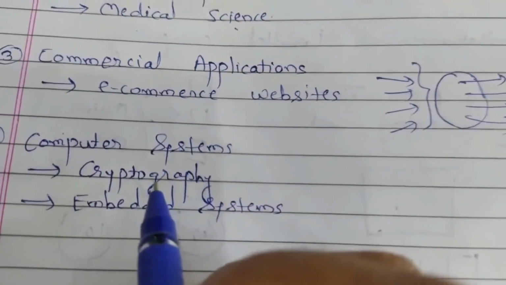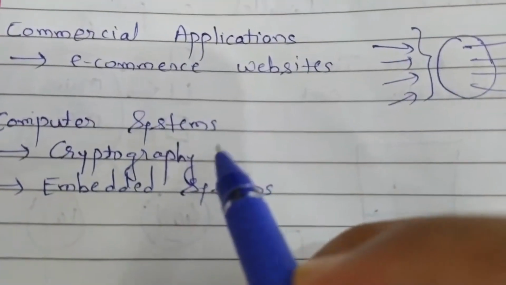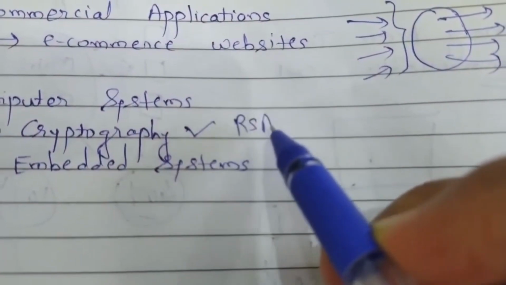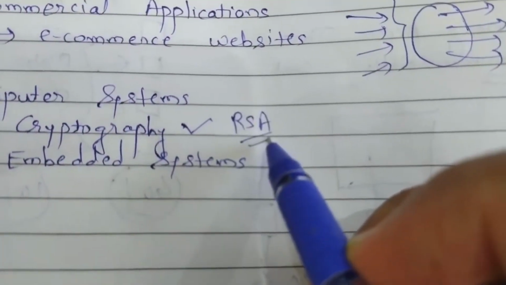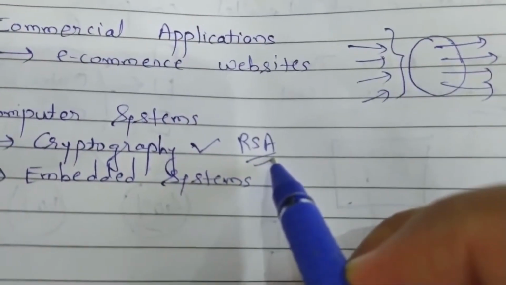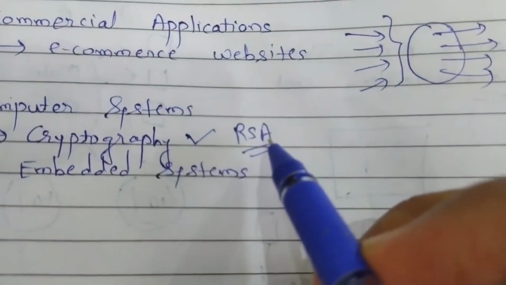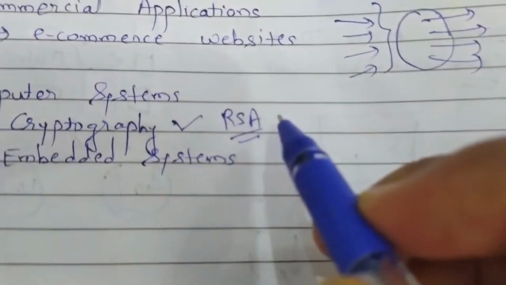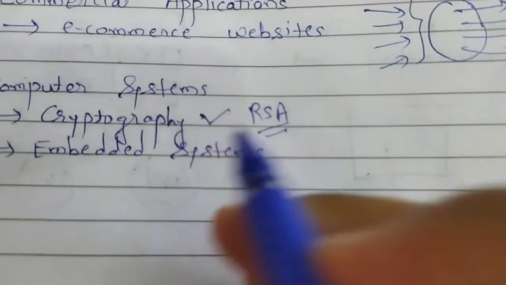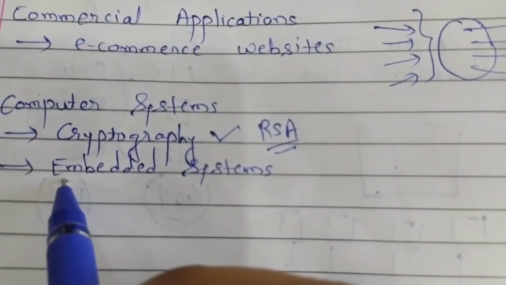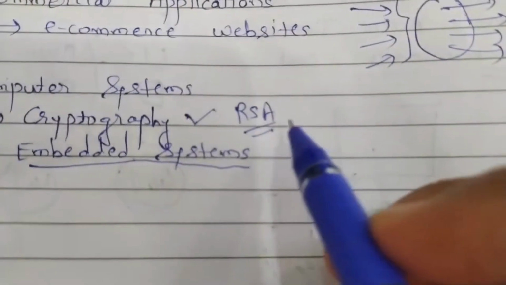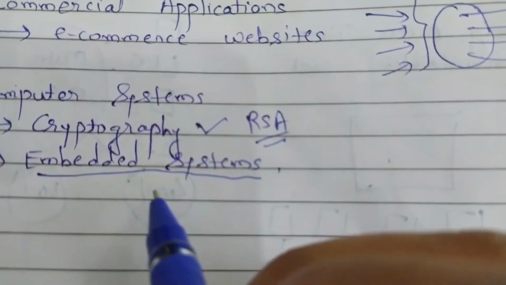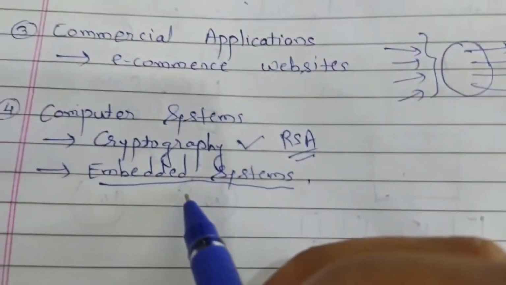For example, you might know about cryptography. We have various algorithms, for example RSA, and many others, which require huge computation. To reduce this, we perform that huge computation in parallel by dividing it into small tasks. It is also used in embedded systems where various distributed algorithms are used. For performing those distributed algorithms, parallel computing is used. So these are the applications of parallel computing.